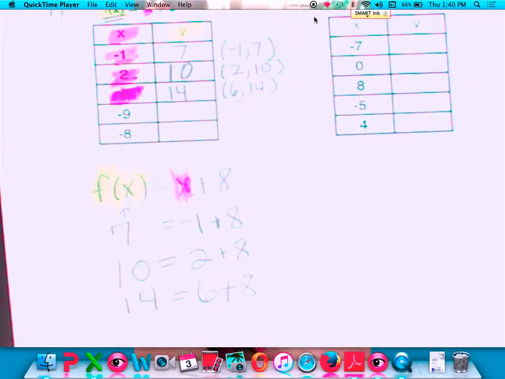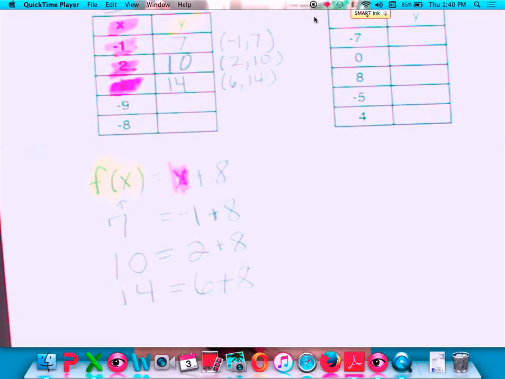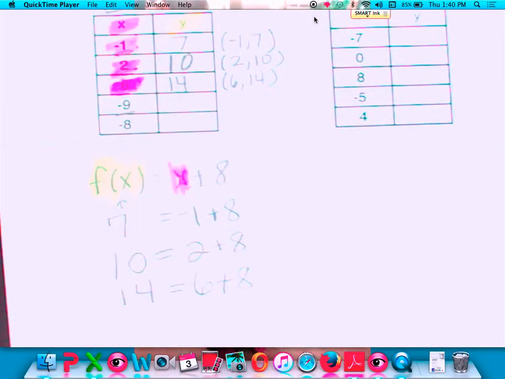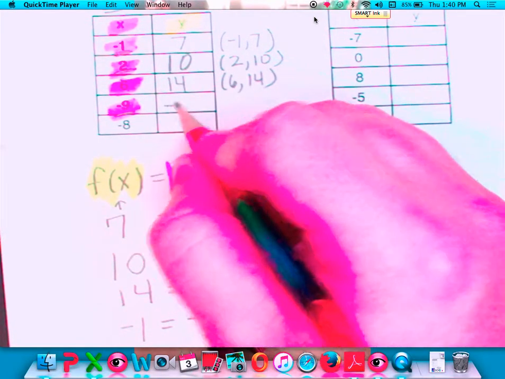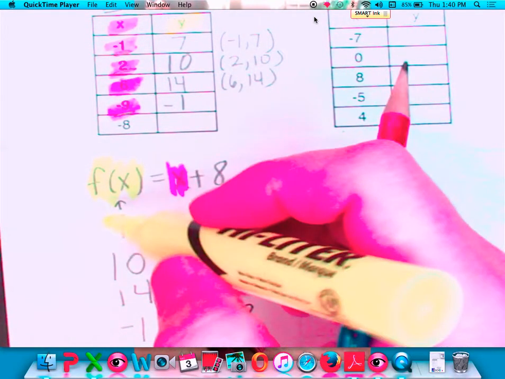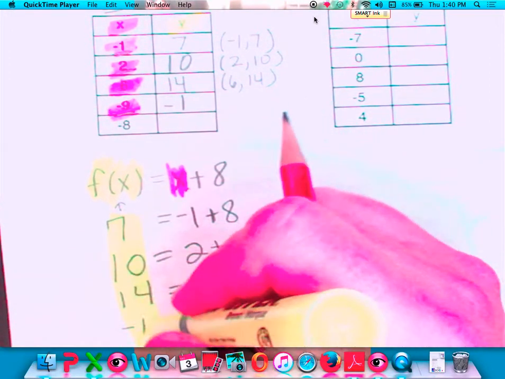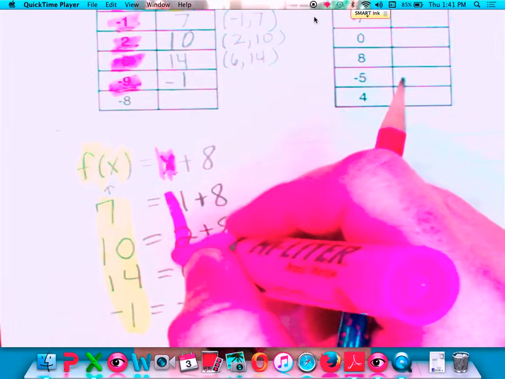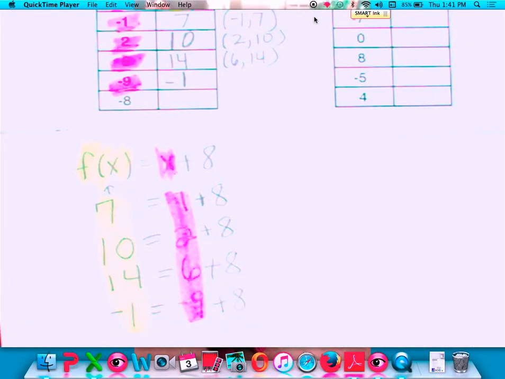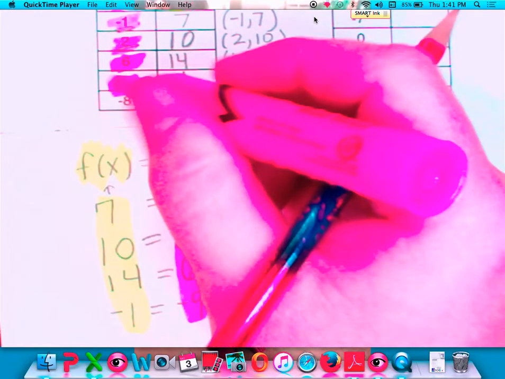My next point that I can have is, what happens if I put in a -9? I do this on my paper. I'm going to get -9 plus 8. -9 plus 8 gives me a -1. So these are all my outputs here. These are all my outputs. These are all my f of x's, which are called my y's or my ranges in the yellow. And then again, these are my domains in the pink. Okay, my last one I need to figure out on my table here is -8.